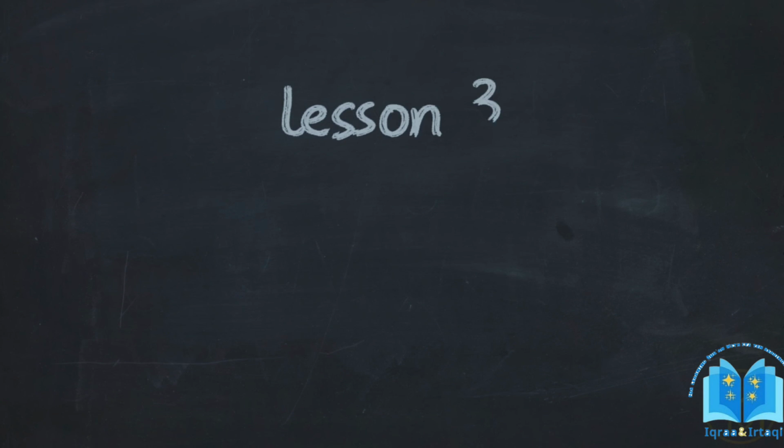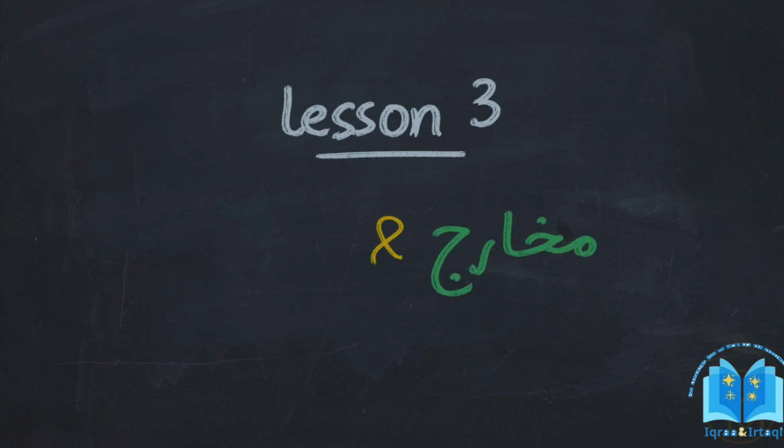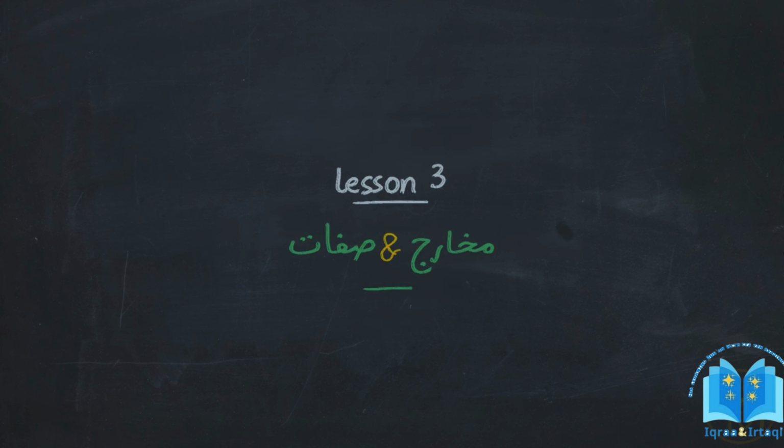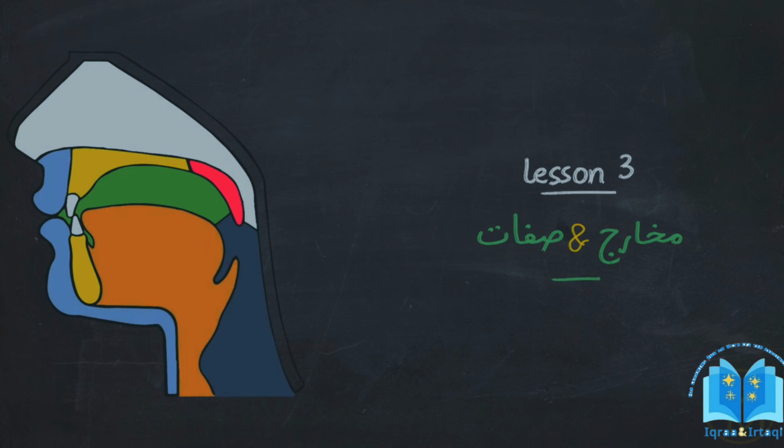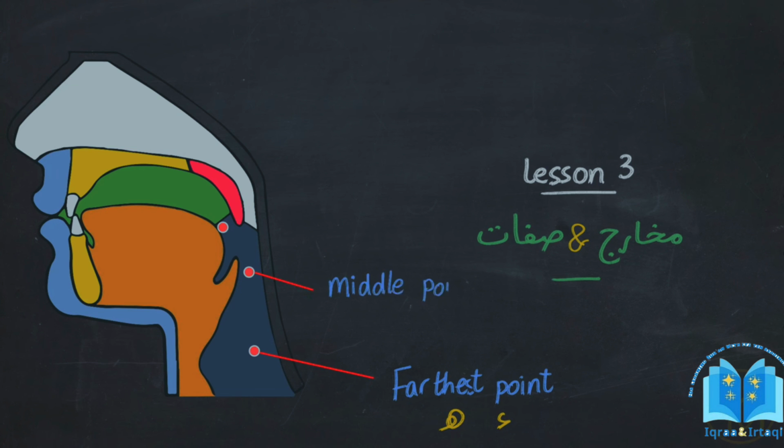This is Lesson 3 of Makharij and Sifaat series. In Lesson 2, we started tackling the second area of articulation, which is the throat. Al-halq. The throat has 3 articulation points. The farthest point, from which come hamza and ha. These two were discussed last lesson. Then we have the middle point and the nearest point.